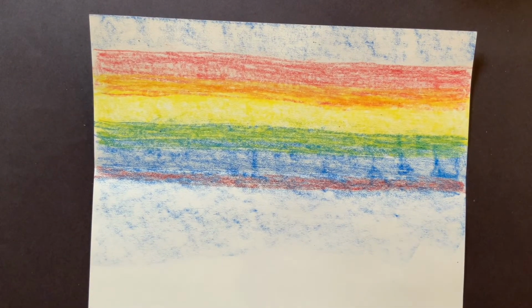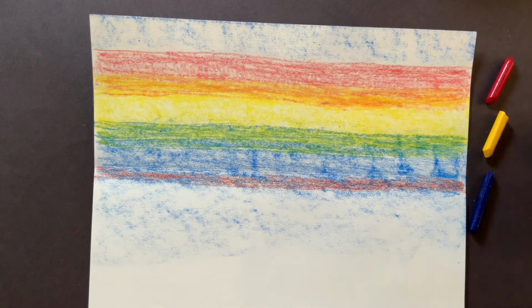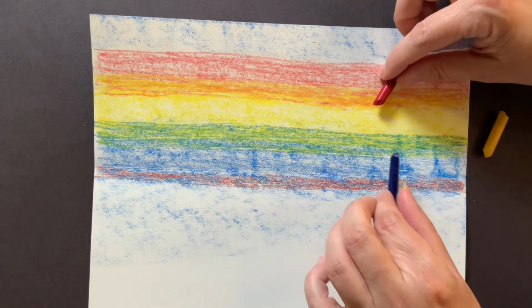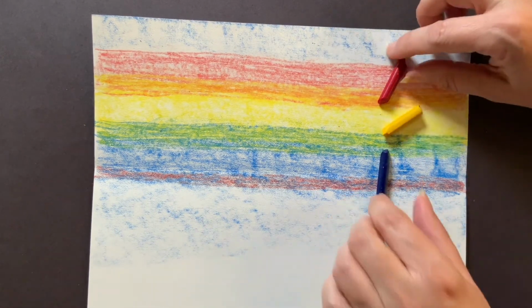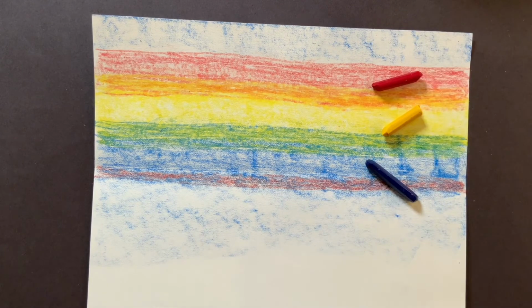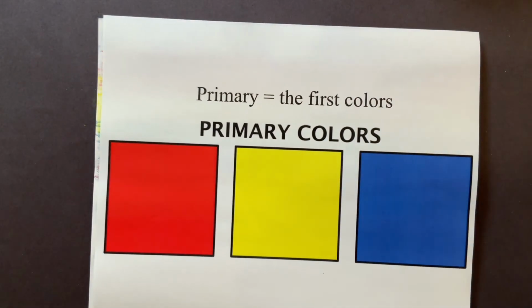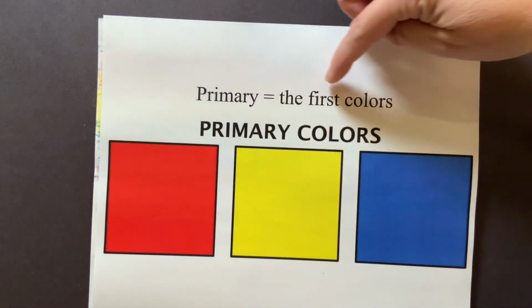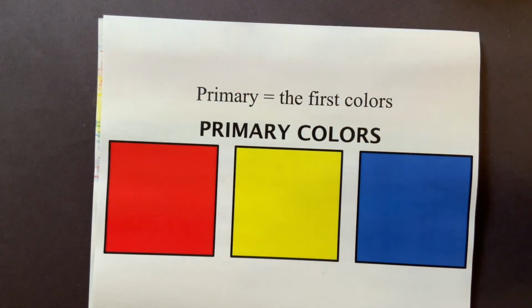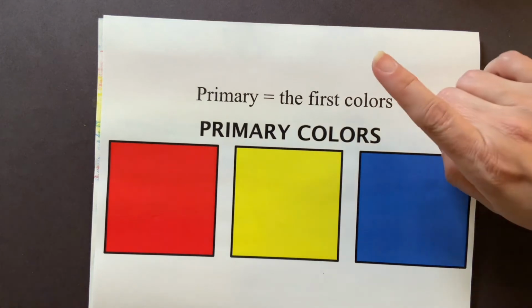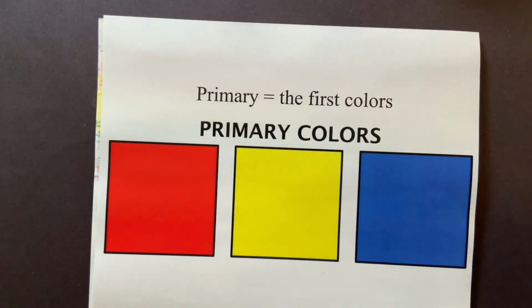But now, class, we have the yellow. We started off in the red and the blue. We have only 3 colors there. The yellow and the red and the blue. The red, the yellow, and blue created the whole rainbow. So when we have yellow, red, and blue, we call those our primary colors. Primary means first. They are first colors.